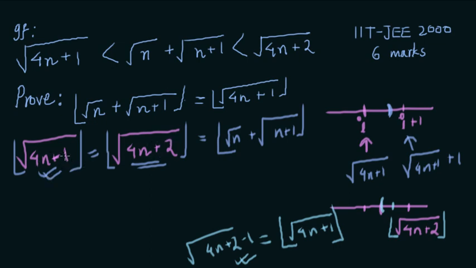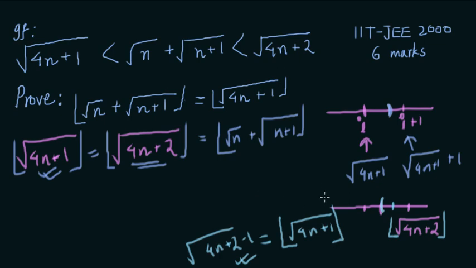Okay, so we have seen the case of this being an integer, and this being an integer. Can they both be integers at the same time? No, they cannot, right? Because as you can see, their difference is less than 1, so they cannot be integers at the same time. And if none of them are integers, that would be the most interesting case.